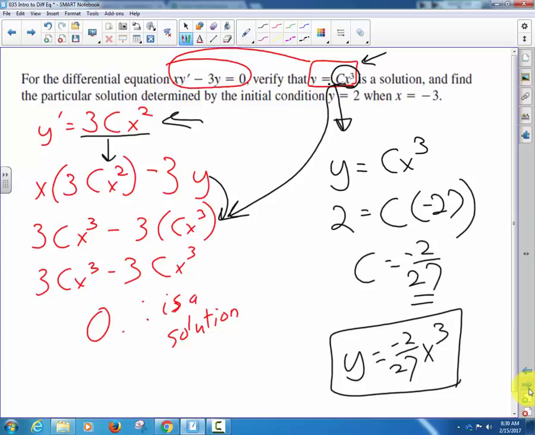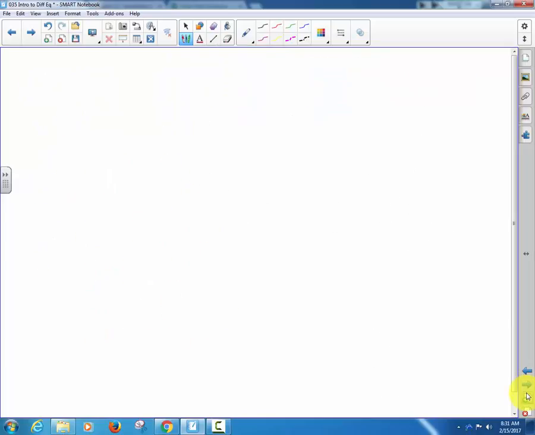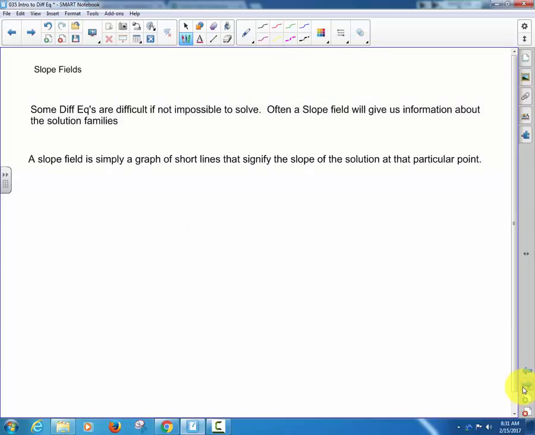That's the particular solution for this specific situation that we've got here. y equals 2, x equals negative 3. If I give you a different scenario for y equals 2 and x equals negative 3, you'll have a different specific solution down there. But it should be of the form y equals cx cubed. Questions, comments, observations? Easy stuff here. Good. All right.